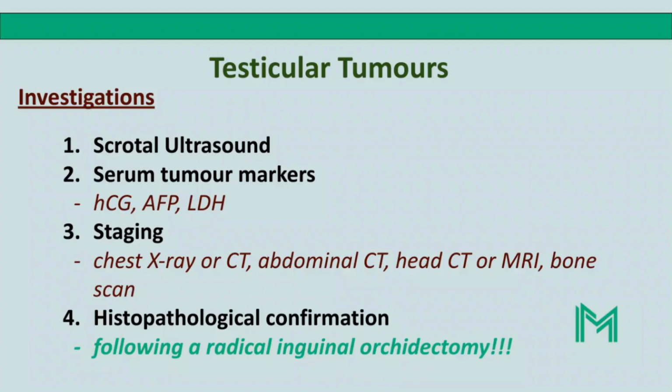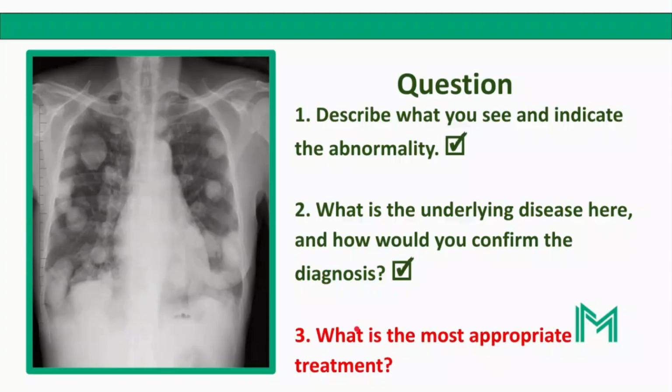Pre-operation, before the surgical procedure is done, you need to do a scrotal ultrasound, check for the tumor markers, and do your staging with these investigations. After the surgery, then you do a histopathological confirmation to get the exact tumor type. So we've answered the first question and the second question.